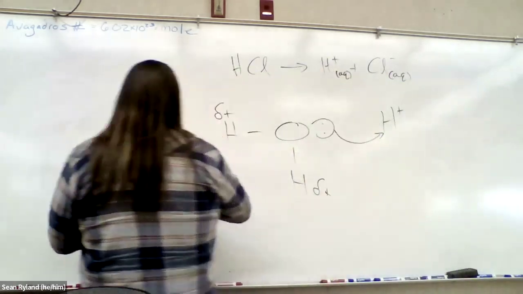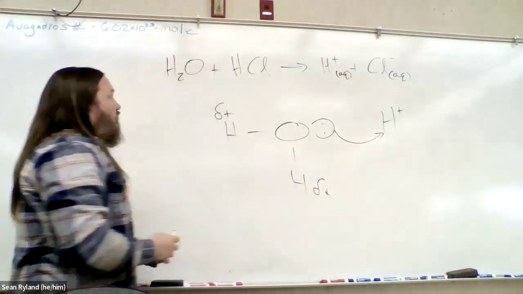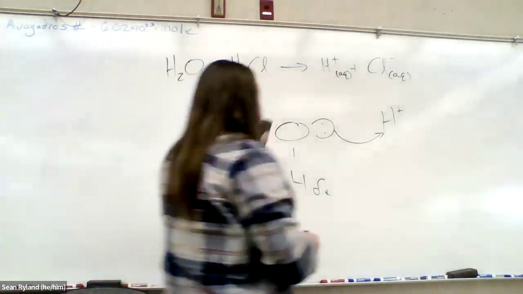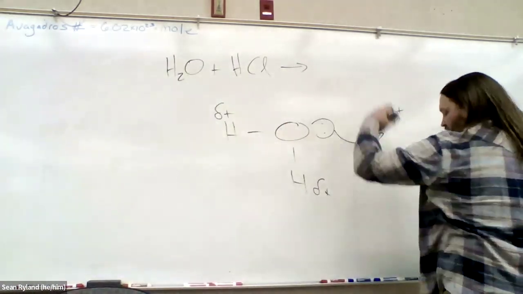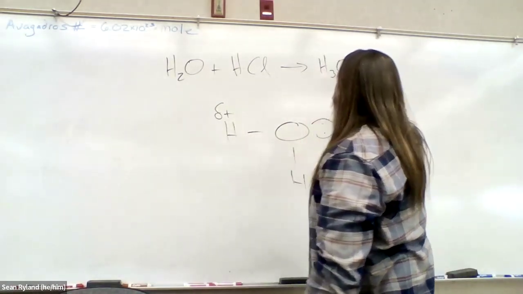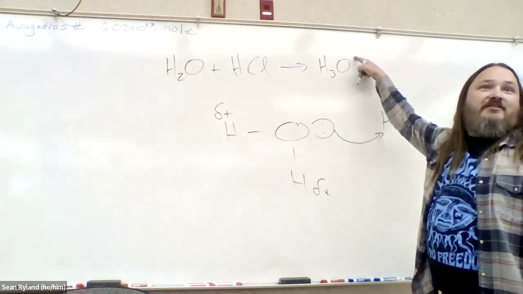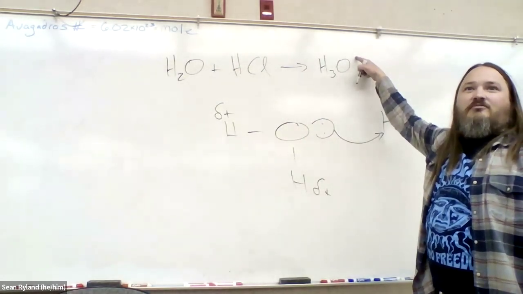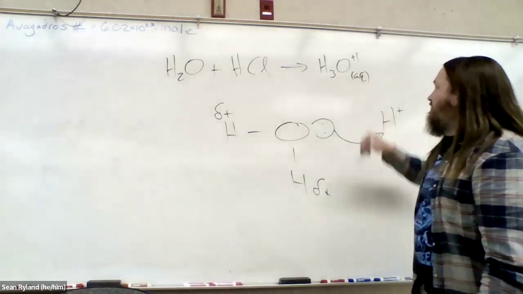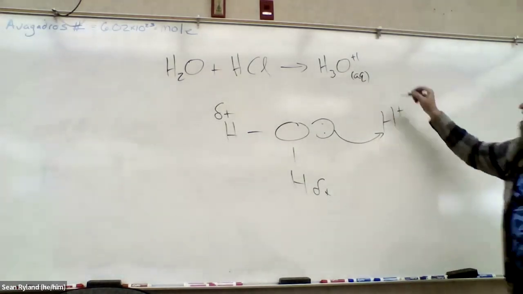When we dissolve an acid in water, we actually get the water reacting with it. And instead of making H pluses, we make H3O. Who remembers your polyatomics? H3O plus 1, which is also known as hydronium. Good.